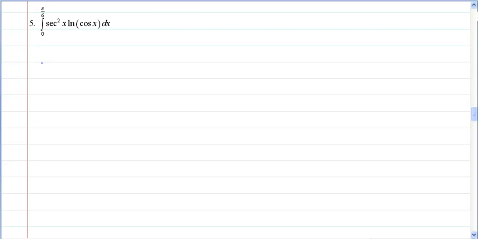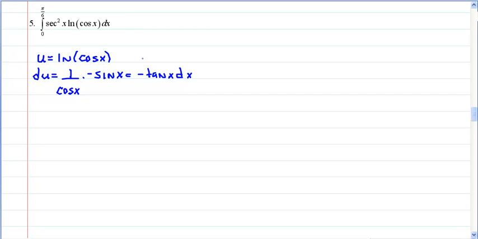So for number 5, we have our first definite integral. And I'm going to start with u equal to the natural log of the cosine of x. So that when I find du, it's 1 over the cosine of x, and then multiplied by the derivative of cosine, which is minus sine, and then minus sine over cosine is minus tangent, and then we include the dx. So this was my u, which makes this secant squared x dx my dv, but I have to include the dx with it.